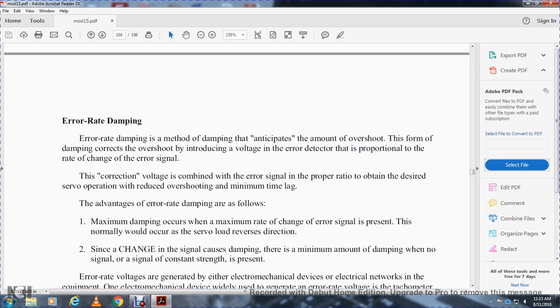Correction voltage combined with the error signal in the proper ratio to obtain the desired servo operation, with reduced overshooting and minimum time lag. The advantage of error rate damping is that maximum damping occurs when the maximum rate of change of the error signal is present. This would normally occur when a severe load reverses direction, the sense of the signal changing. The damping is at a minimum when there is no signal or a signal of constant strength.